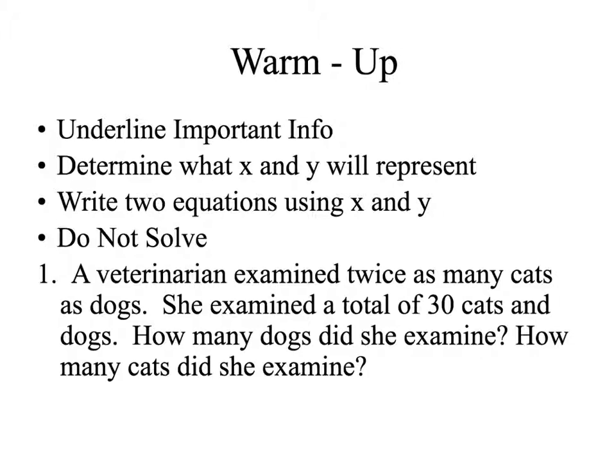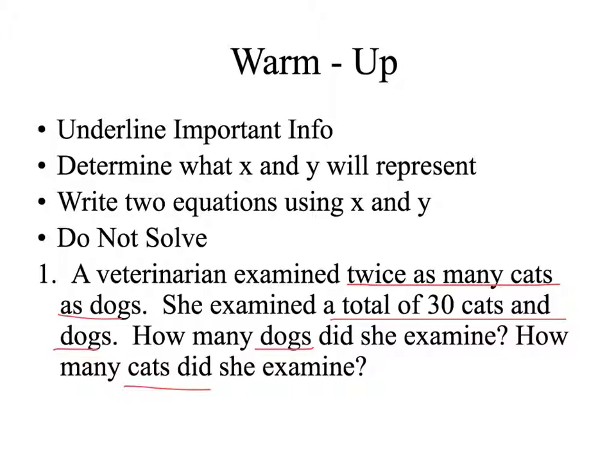This is the warm-up for the second day. I'm going to go ahead and do it now just so it's done. So you have 3 things you're supposed to do. Underline the important info, determine what x and y will represent, and then write your 2 equations. So twice as many cats and dogs, that's important. Total of 30 cats and dogs. How many dogs did she examine? How many cats did she examine?